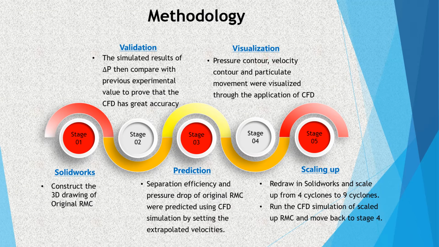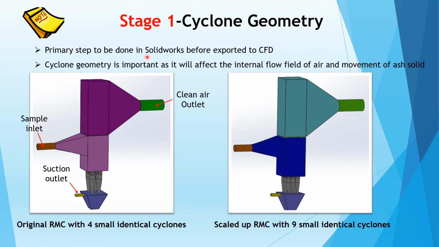Cyclone geometry is the primary step to be done in SolidWorks before exporting to CFD. Cyclone geometry is important as different cyclone geometry might affect the internal flow field of air and movement of air and solid. This is the geometry of the original RMC with 4 small identical cyclones. This is the geometry of the scaled-up RMC with 9 small identical cyclones. Both of them have a sample inlet, clean air outlet, and also suction outlet.